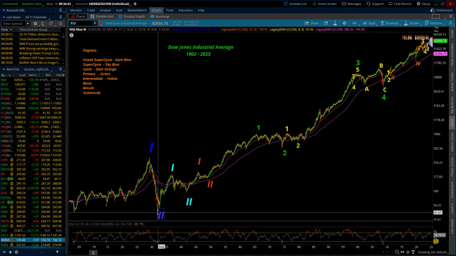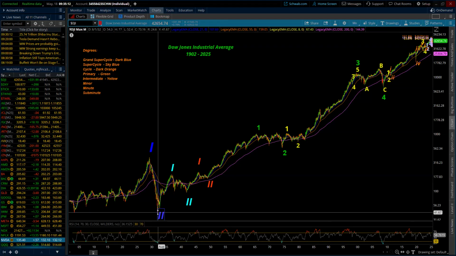Now, really, in today's world, I'd be thinking a grand supercycle wave 2 should take longer than 3 years, right? But this is how we start. And so now what we're working through is grand supercycle 5 waves up. So we're in grand supercycle wave 3.